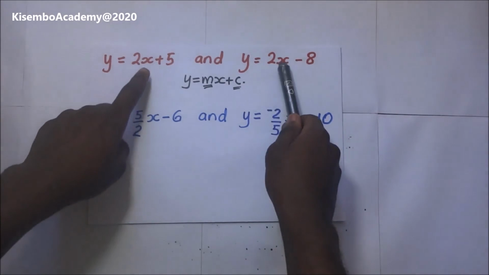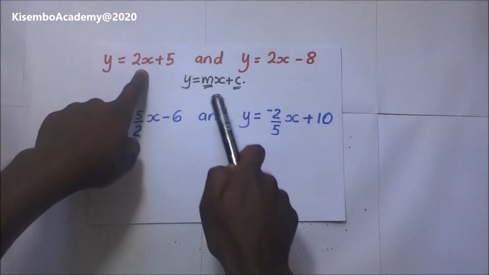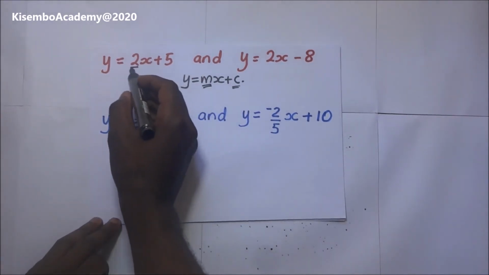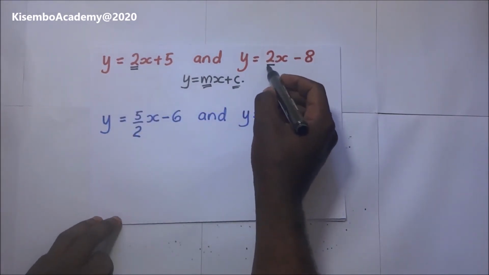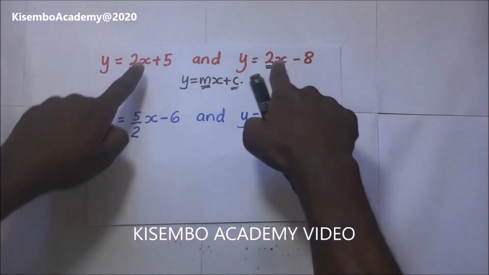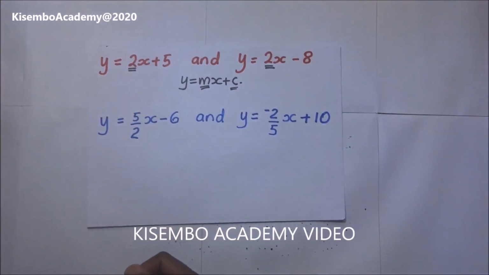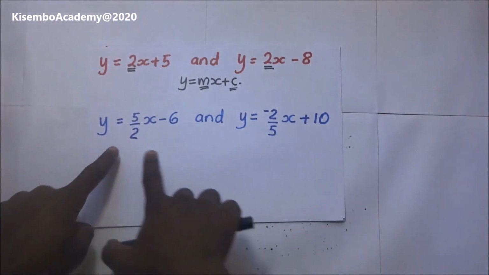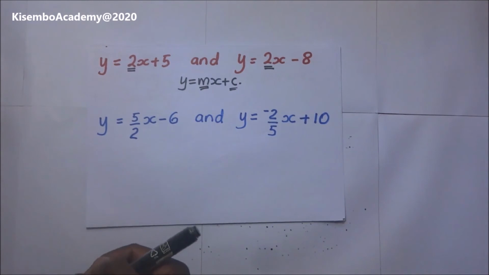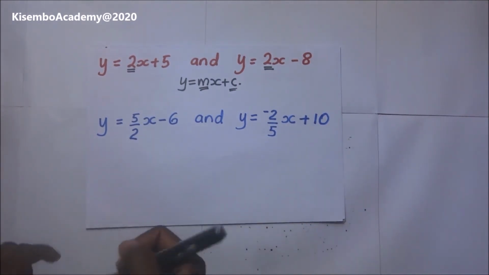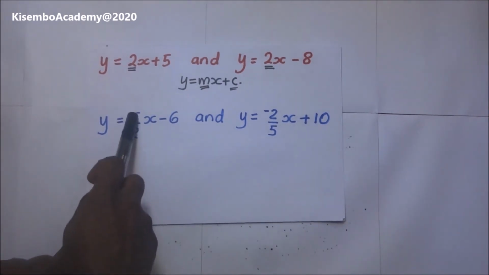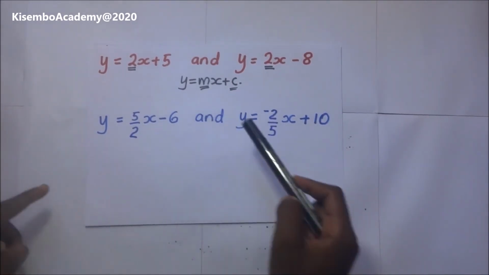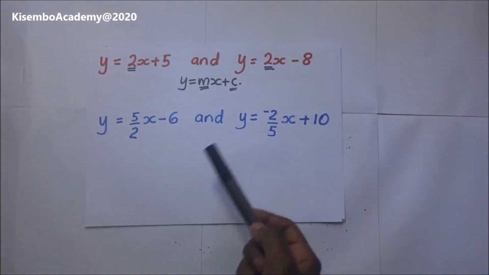Now if you look at the ones in red, you will discover that the value of m is the same. In y = mx, the value of m here is 2, and the value of m here is also 2. But when you look at the other 2 equations, the values of m are not exactly the same. They are just changing signs. For example, the value of m here is 5/2, and the value of m for this one is -2/5. By the value of m, I'm talking about the slope, the gradient of the line.